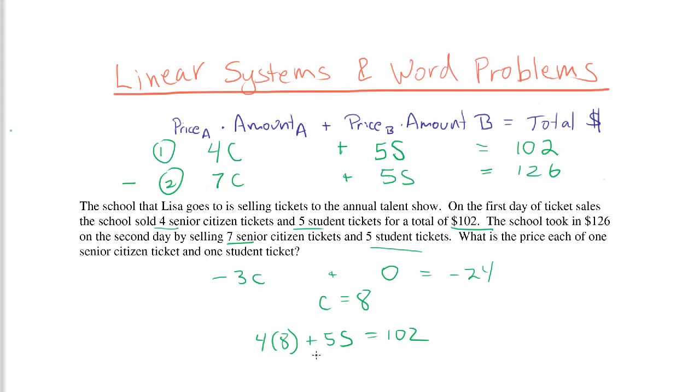Well, that's 32 plus 5S equals 102. Let's subtract 32 from both sides. 5S equals 102 minus 32 is 70. S equals 70 divided by 5, or $14. So the price of a senior citizen ticket is $8. The price of one student ticket is $14. And that's how we answered these types of problems through a system of linear equations.